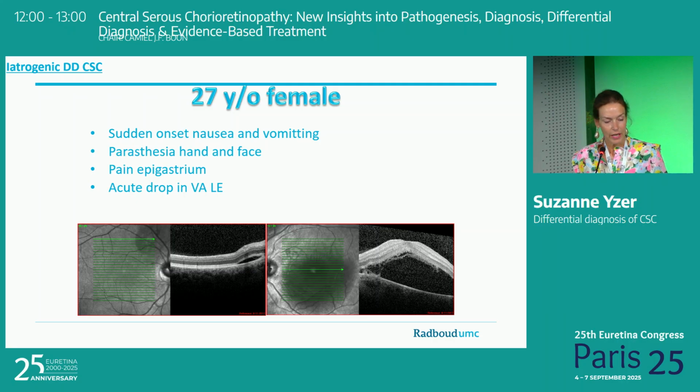So this is my final case of today. It's a 27-year-old female. She was hospitalized at the neurology department because of sudden onset of nausea and vomiting. She had paresthesia in her hand and in her face, and she had pain in her belly. She had an acute drop of visual acuity in the left eye, and that's why she was referred to us.